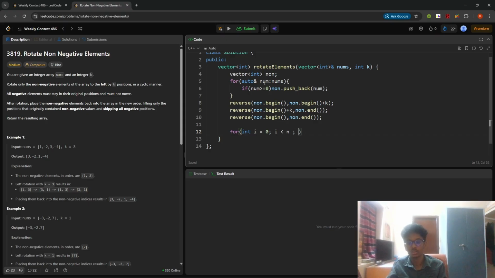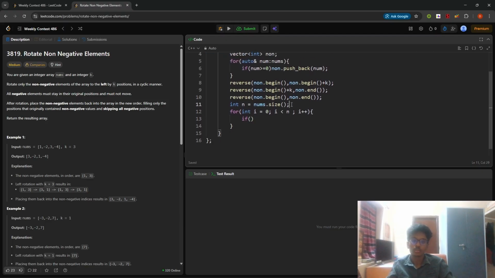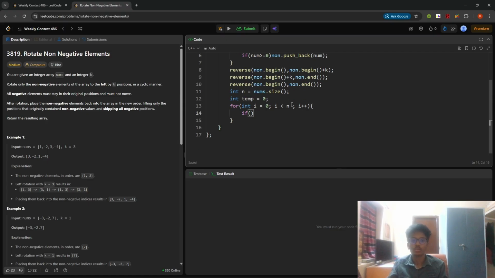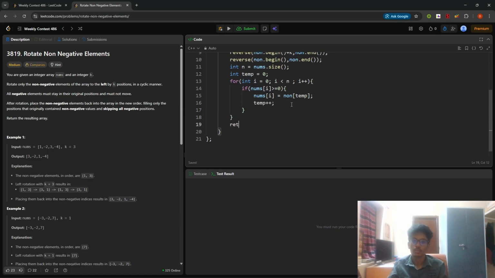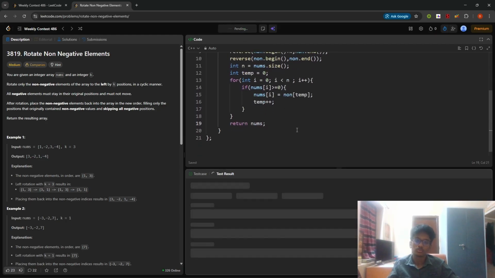For int I equal to 0, I less than n, I plus plus. int n is not defined, so let's define it. Let's take a value temp denoting the index. If a particular nums of I is greater than or equal to 0, in that case you'll be placing the non-negative one there. Nums of I equal to non of temp and temp plus plus. At the end, return nums. That should work.